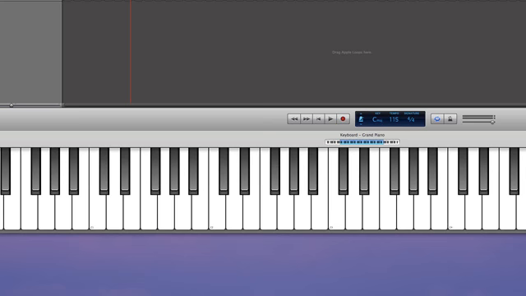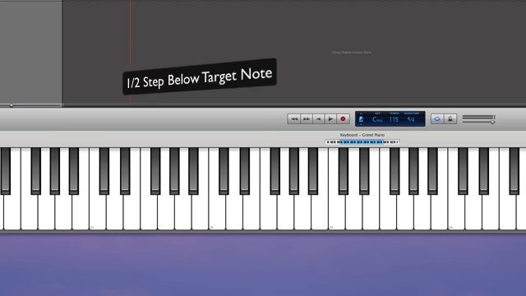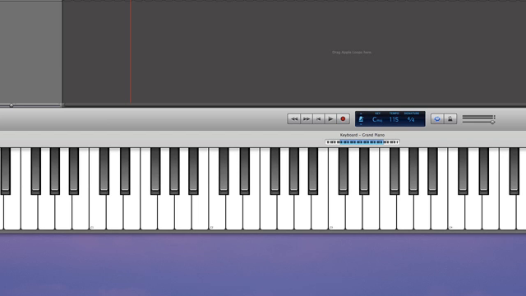Approaching from a half step below our target note or approaching from a half step above our target note. In classical terms, we might call that a neighbor tone, but I'm going to call it an approach tone today.